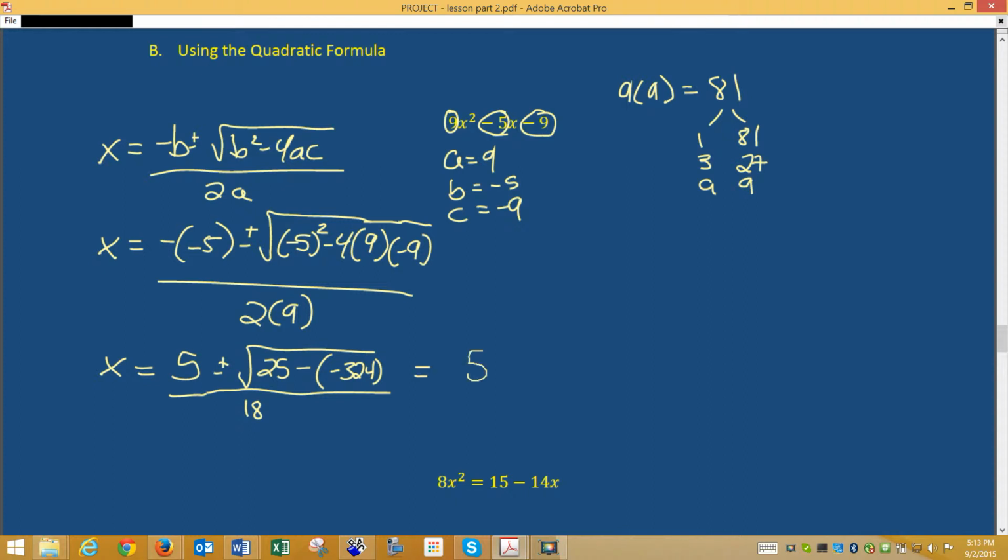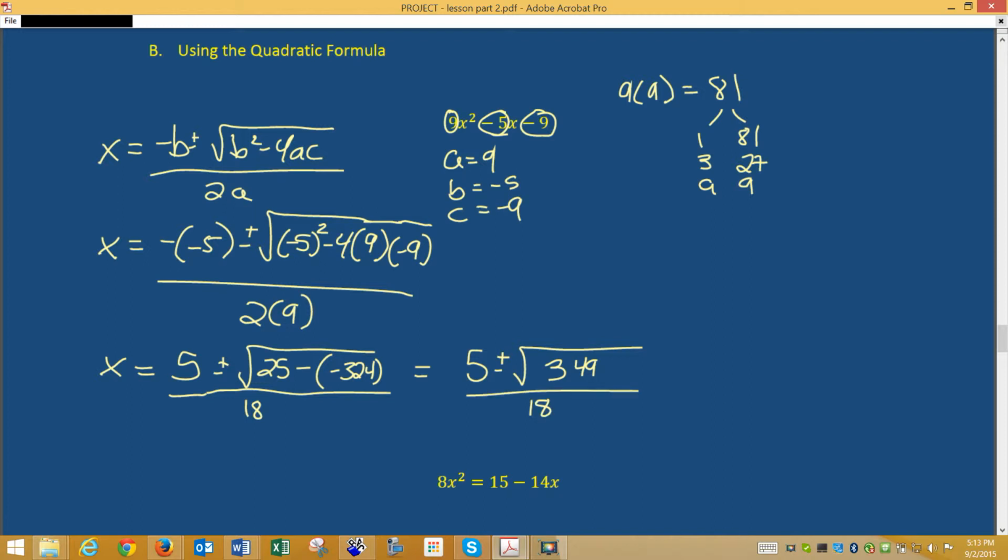Okay. So that's going to simplify to 5 plus or minus 25 minus negative 324. So when you subtract a negative, it's actually just like adding those two numbers. So that leaves us with 349. If you're having difficulty with the positive and negative numbers, there is a section of review on that in the first lesson from the first section of this chapter. So I encourage you to go back and take a look at that if you're struggling with it.